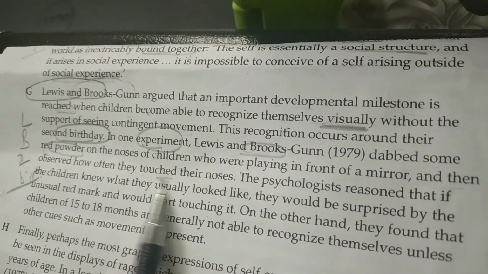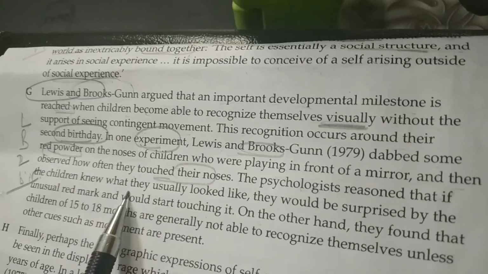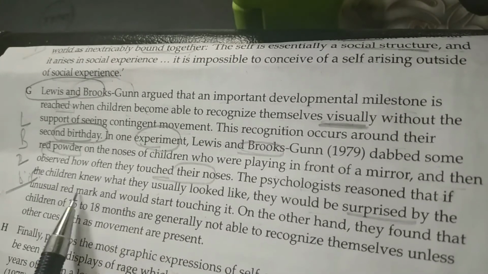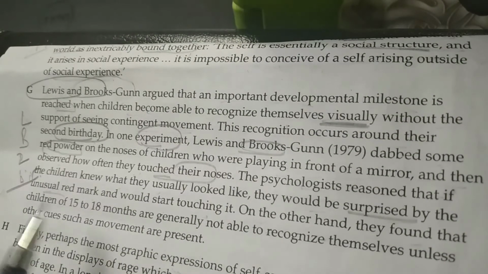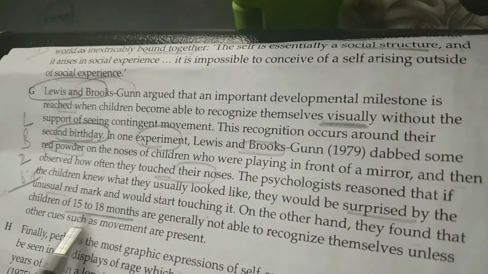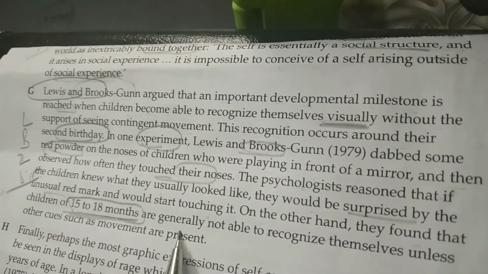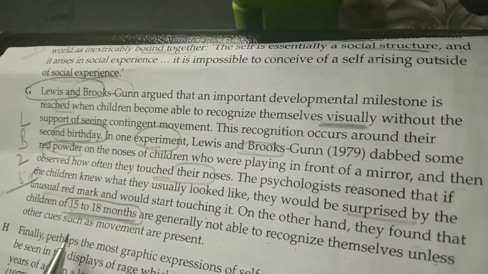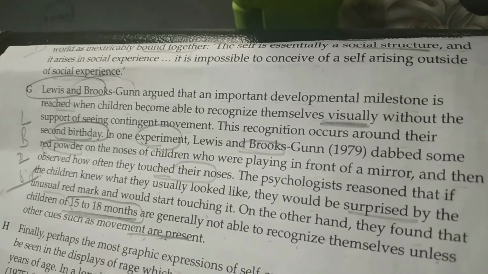Rather than touch the nose, the psychologists reasoned that if the children knew what they usually look like, they would be surprised by the unusual mark and start looking at it. They found that children of 15 to 18 months, so here the age is mentioned, are generally not able to recognize themselves unless other cues such as movement are present. So at what age do children start to recognize themselves? This is mentioned in this passage.